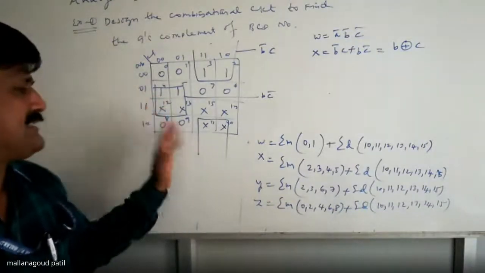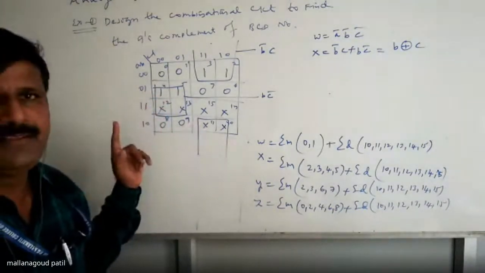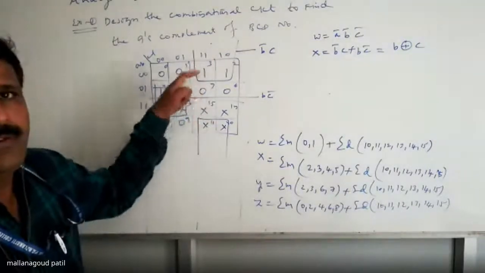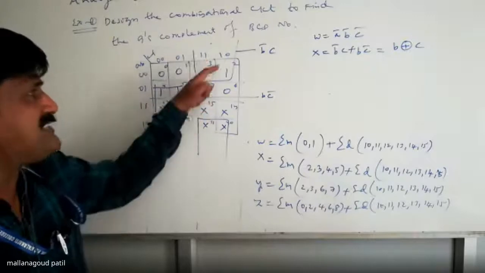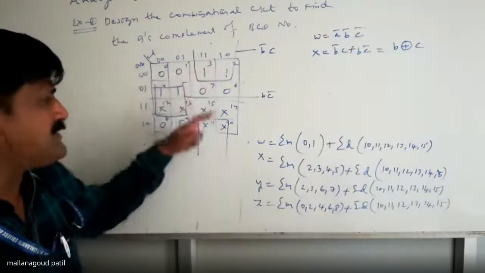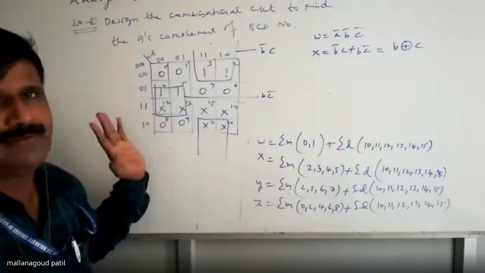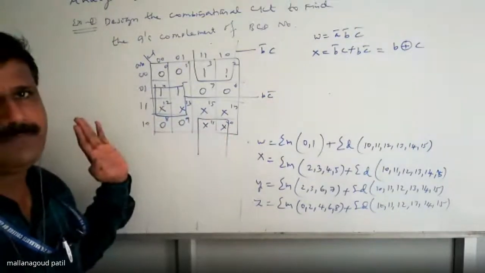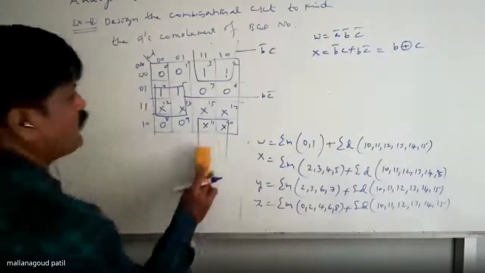Any doubt in this X? This grouping is possible. Don't say no. Because both are physically adjacent. 2, 3 are physically adjacent to 10 and 11. Even 10 is physically adjacent to 8. Okay, I can move to next.